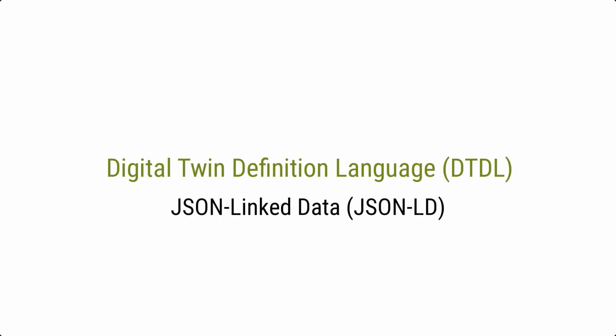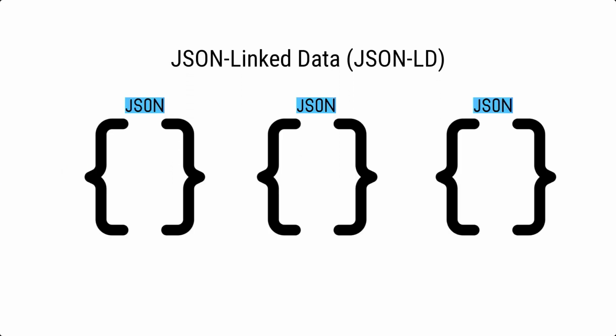DTDL uses a variant of JSON called JSON Linked Data, or JSON-LD. JSON-LD is powerful because, as its name implies, it allows you to link data within JSON objects so as to express semantics inherent in the data.